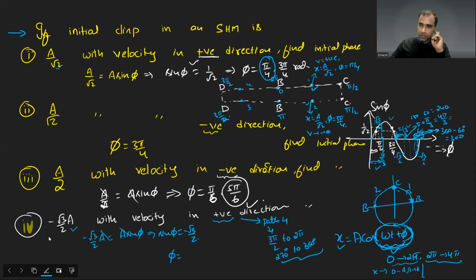So the answer is what? There are two phases at which amplitude becomes minus root 3 by 2. Can you tell me what those two phases are? Just now we have discussed. It is 4 pi by 3 and 5 pi by 3, or 240 degrees and 300 degrees. These are the two places at which displacement becomes minus root 3 by 2a. What is the right place? Based on the positive direction, we want an angle from 270 to 360, which is 300.